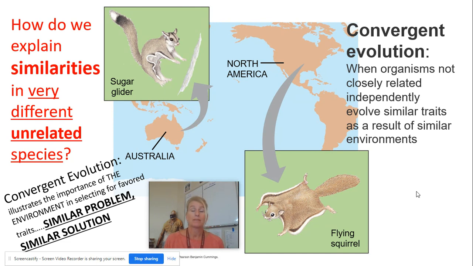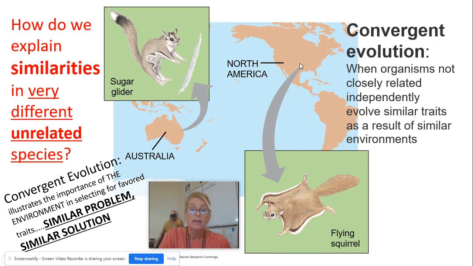Why does that happen? It happens because their environment has exerted similar pressure, and the solution to that pressure has been these adaptations that make them successful. So this example from your book shows a sugar glider and a flying squirrel. They're basically the same thing, right? Except a sugar glider is actually a marsupial and has a pouch just like a kangaroo and lives in Australia. A flying squirrel is a regular placental mammal, lives in North America, really far away from Australia.